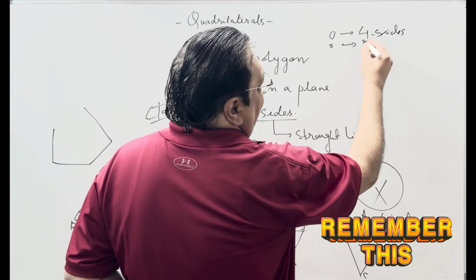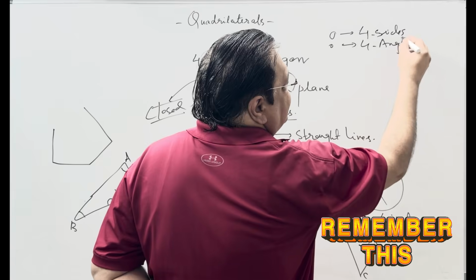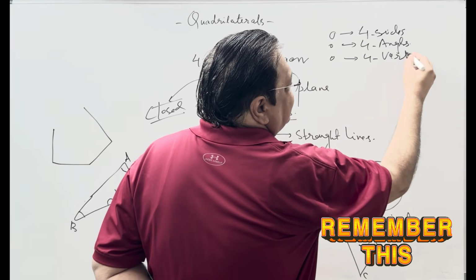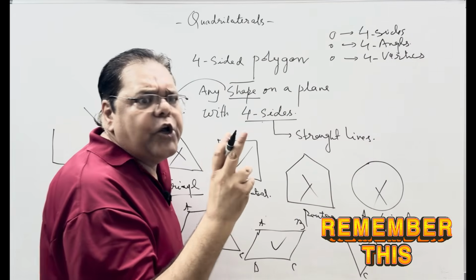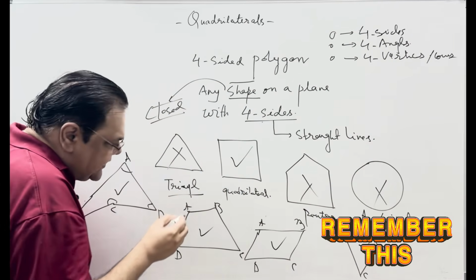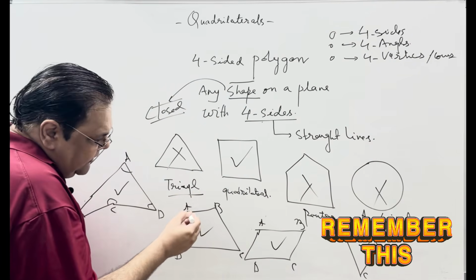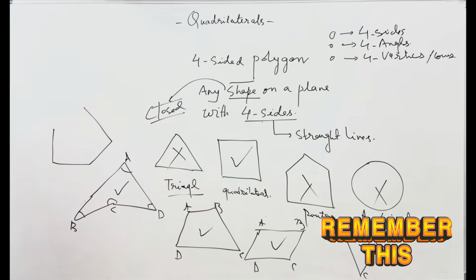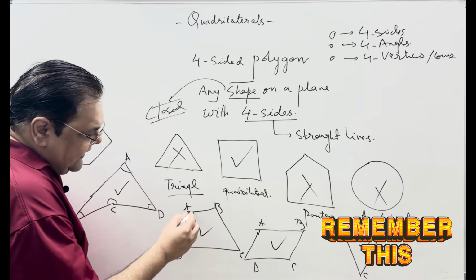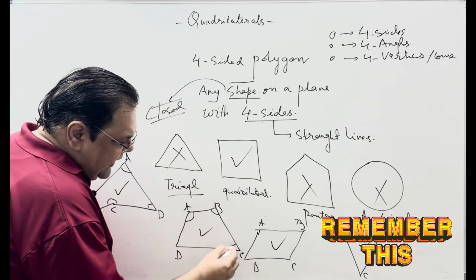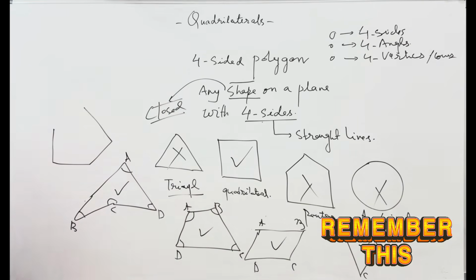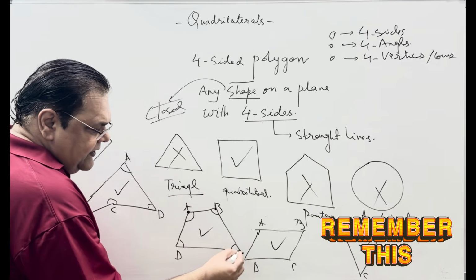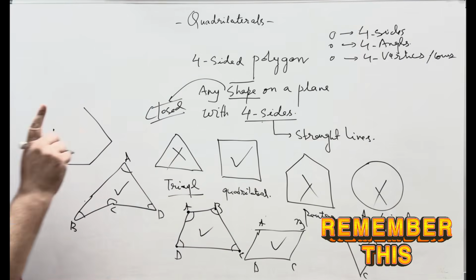They have 4 angles. They have 4 vertices, corners, 4 sides. Let's take this example. AB, BC, CD, and DA. 4 sides. 4 angles: angle A, angle B, angle C, angle D. 4 vertices: A, B, C, D. Any quadrilateral will have that.